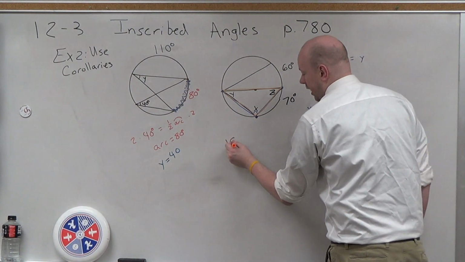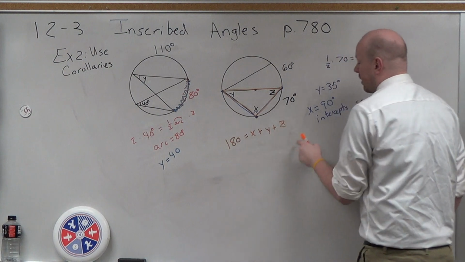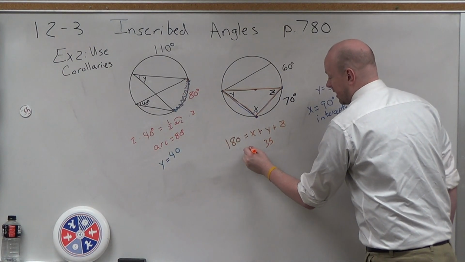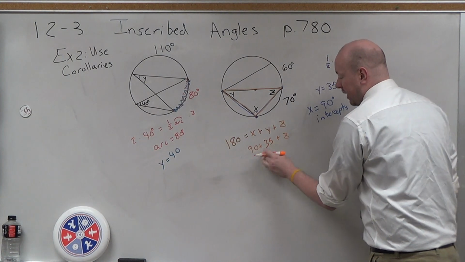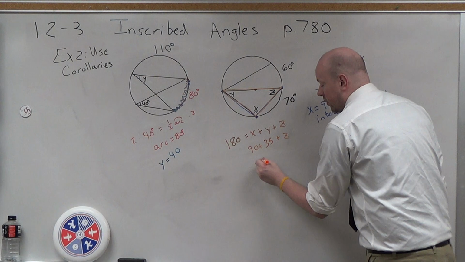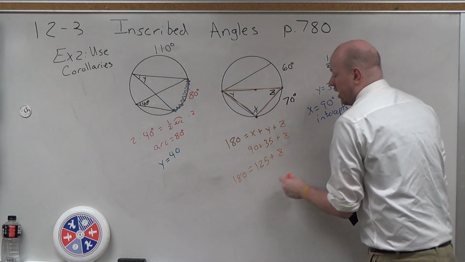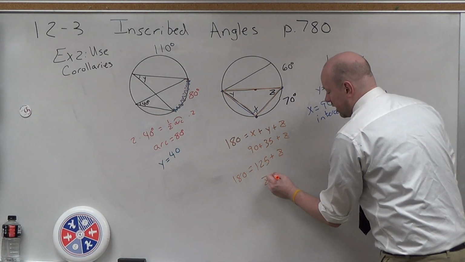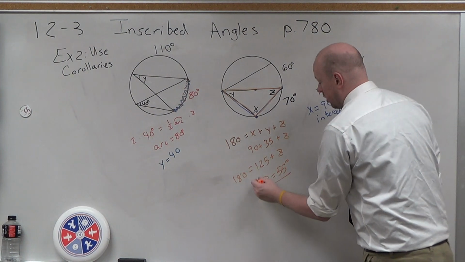So 180 equals x plus y plus z, but I already know that my y is 35 and my x is 90, so I get 90 plus 35 plus z, so I get 125 plus z equals 180. I can subtract 125 from each side, so my z has to equal 55 degrees, or 55 is fine.